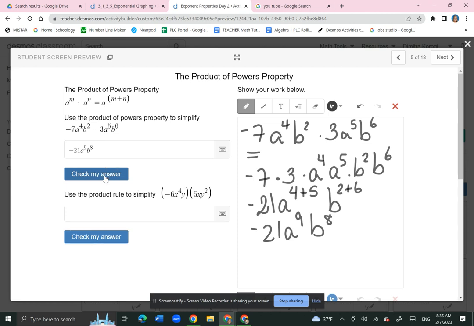All right, I'm going to erase this one and then go ahead and copy it down. Pause it if you need more time.